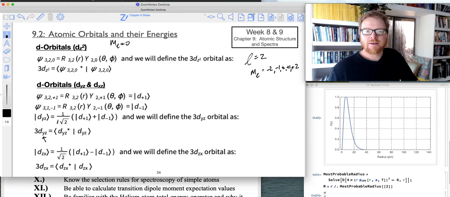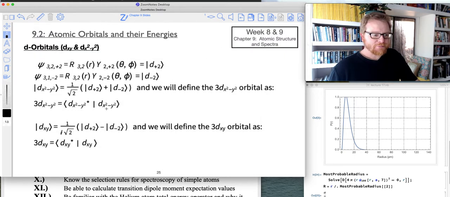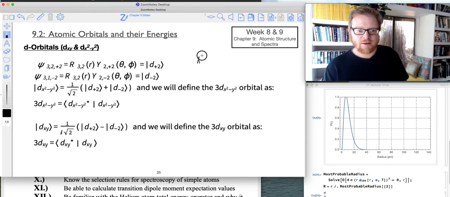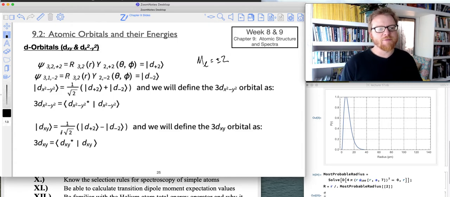Okay, great. So continuing along, now if we look at the +2 and -2 ml states, so ml plus or minus 2. We've got the R32 Y2 plus 2, and we'll call that the d plus 2. And we've got the R32 Y2 minus 2, we'll call that the d minus 2. Fantastic. And in the same way, we get superpositions of those that will then correspond to the 3dx squared minus y squared or the 3dxy.